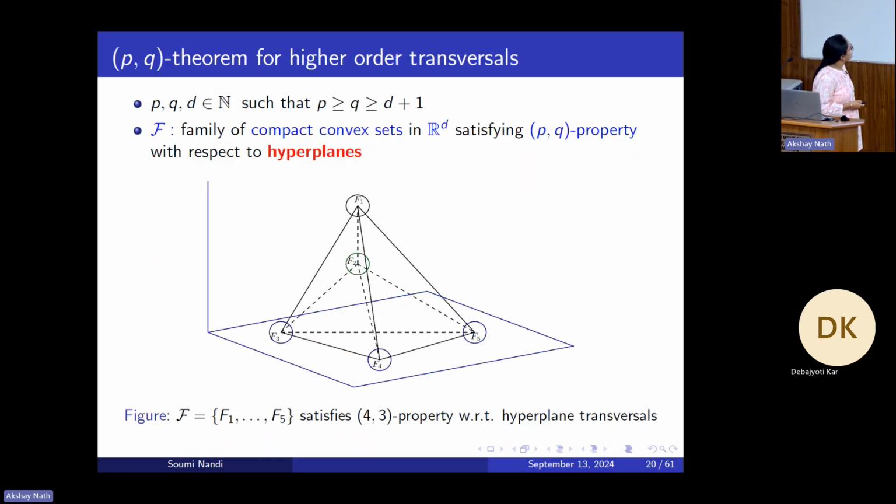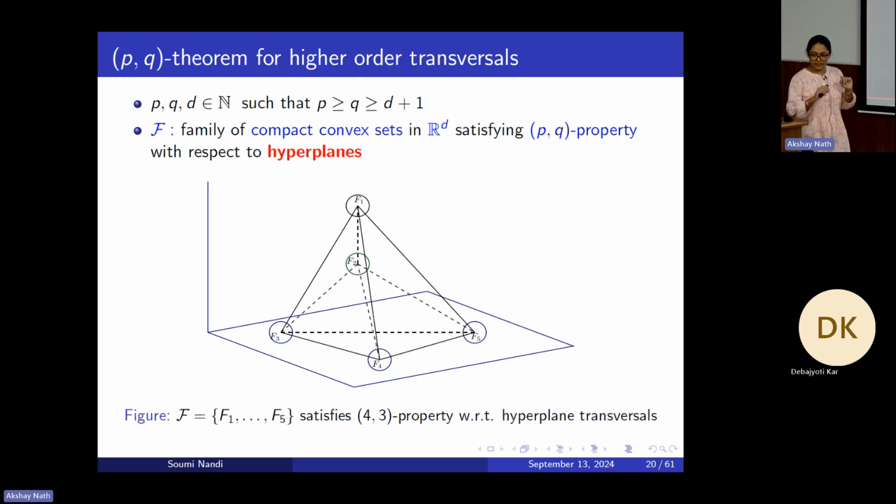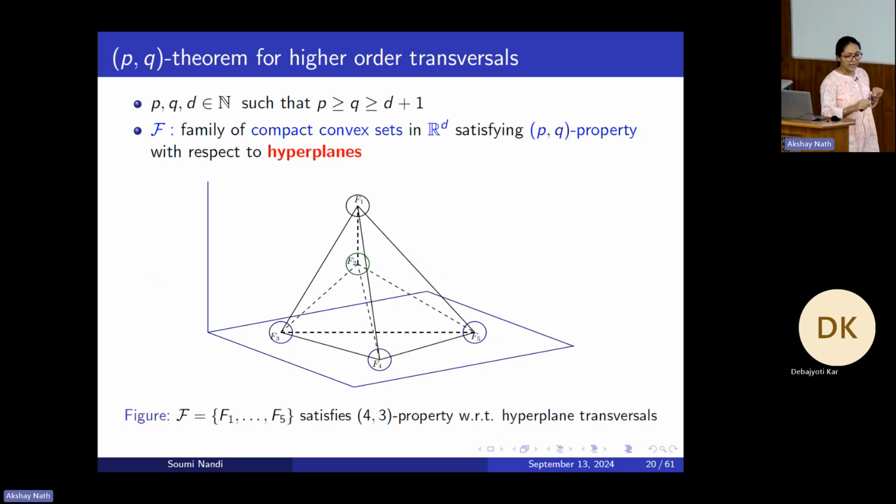Okay, so far we were just interested in piercing with points, but what if I try to pierce it with higher dimensional objects, say lines or k-flats or hyperplanes? Here I am giving just an example of what I mean by piercing with higher dimensional objects.